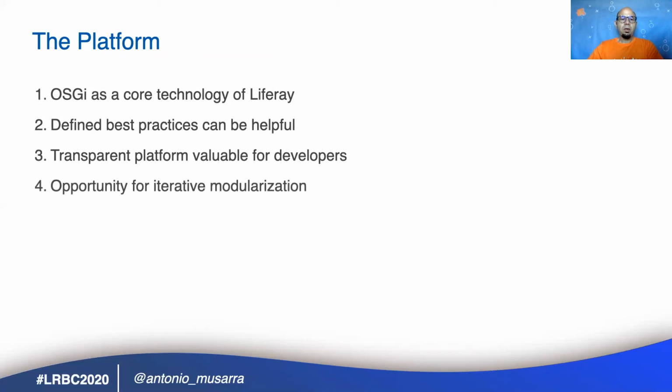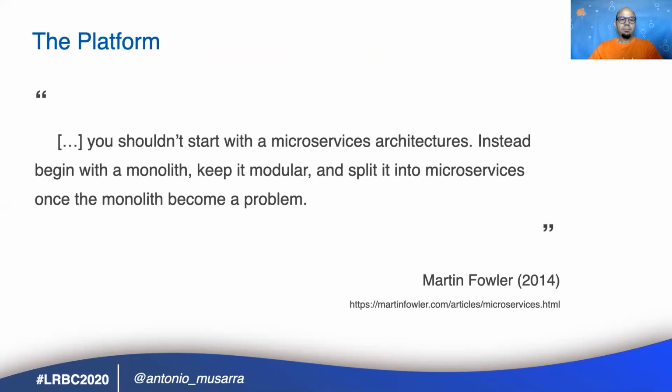Opportunity for iterative modularization. Well, Martin Fowler has written, you shouldn't start with a microservices architecture. Instead, begin with a monolith, keep it modular, and split into microservices once the monolith becomes a problem.